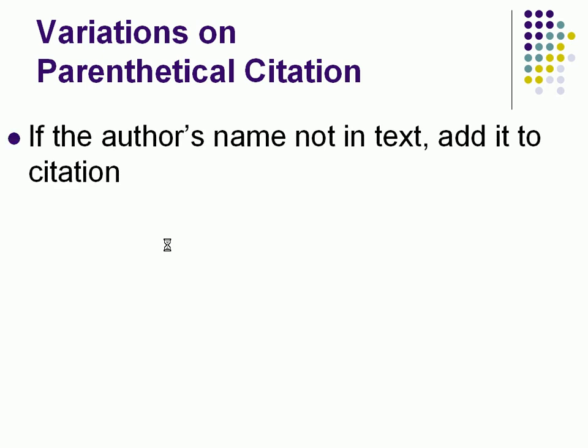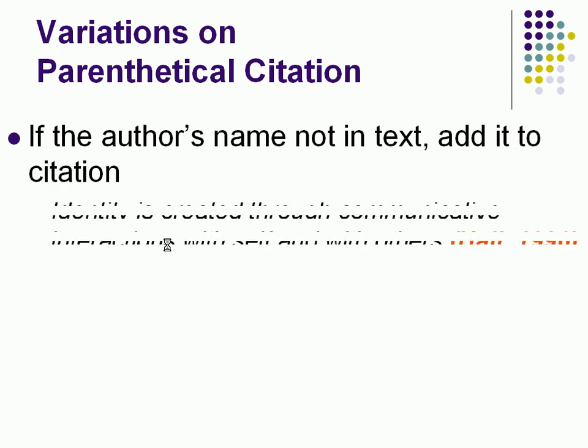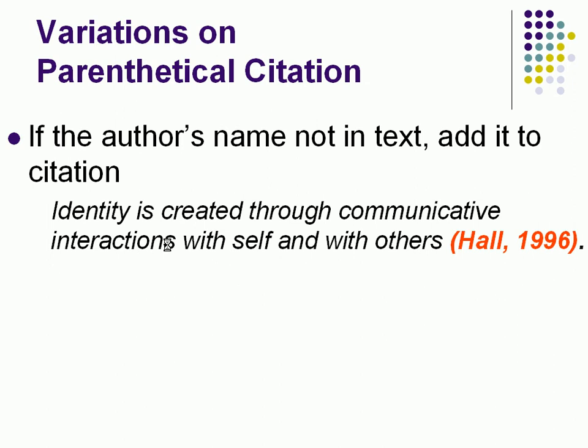If you do not write the author's name in the text, you can add it to the citation in parentheses as follows. Identity is created through communicative interactions with self and others. Parentheses, Hall, comma, space, the year it was written, parentheses, followed by the period at the very end of that sentence. So if you do not identify the author in the sentence itself, you should put it in parentheses, followed by a comma, space, the year it was published, another parentheses, and a period or appropriate punctuation to end your sentence.